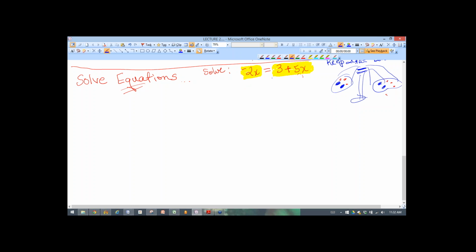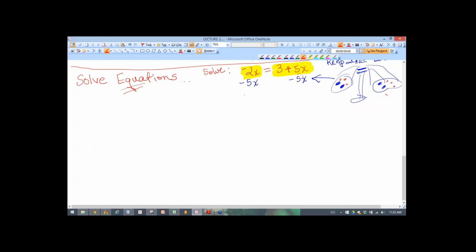So I'm going to move this 5x. Now it's added. How do I get it to move sides? That's when I use the inverse operation. So if 5x is added on the right, both sides will have it subtracted. It's legal, it's okay to do as long as you keep it balanced. So what I did to one side, I'm doing to the other. So now my next step.